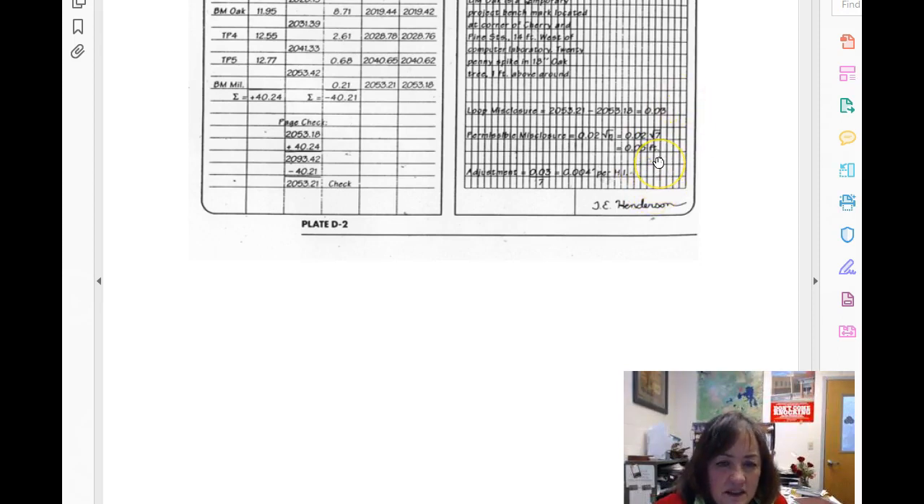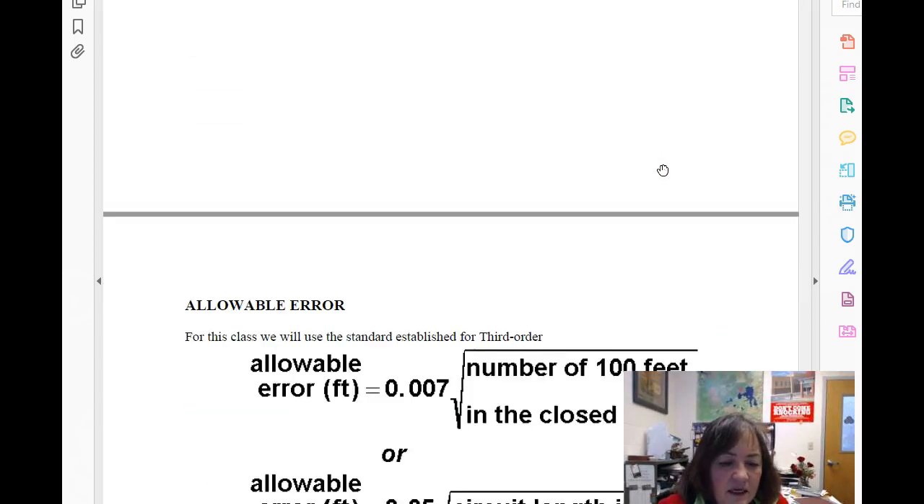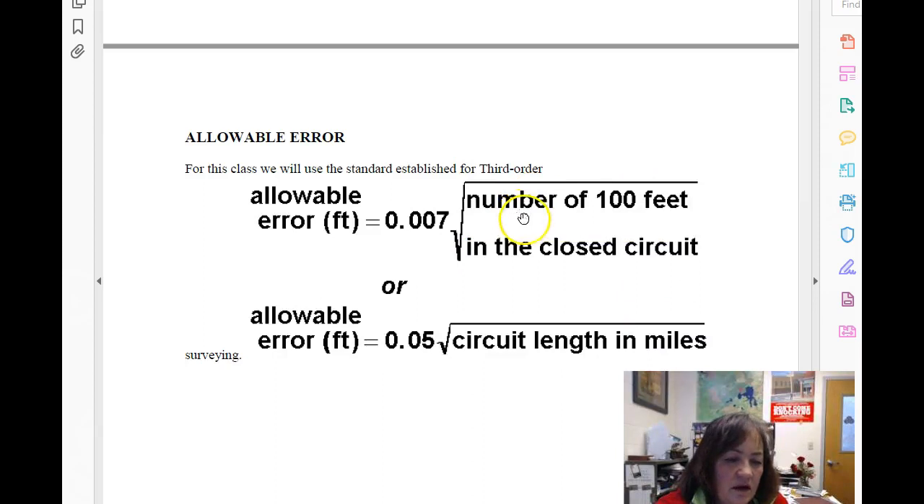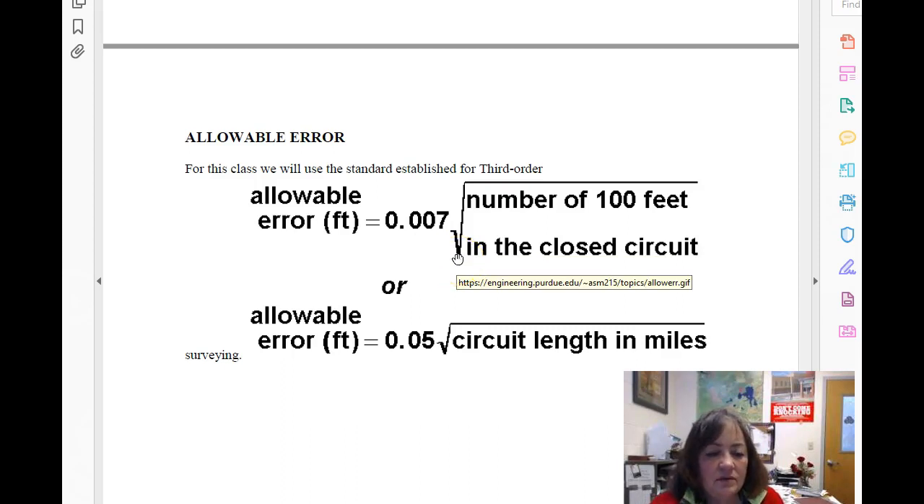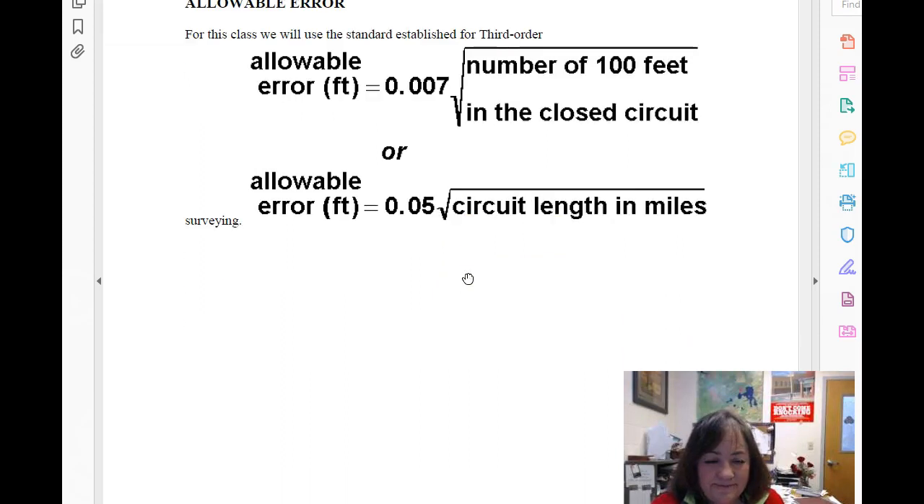So let's take a look at this one. We'll decide what that is. And you can look at this. If you pace it off, you can say, okay, let's say my closed circuit is 900 feet. That means that the number inside of the radical would be 9. So if you take 9 and multiply it by 0.007, also check that to see what that allowable error is. And in this case, the allowable error will be whichever of those two numbers is greater.